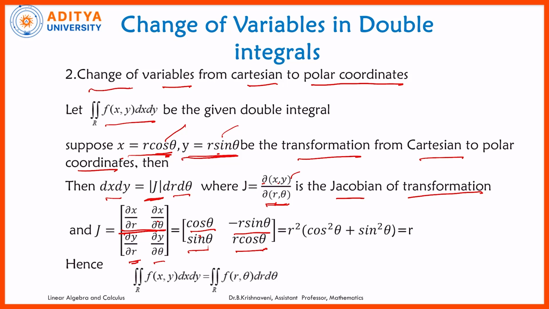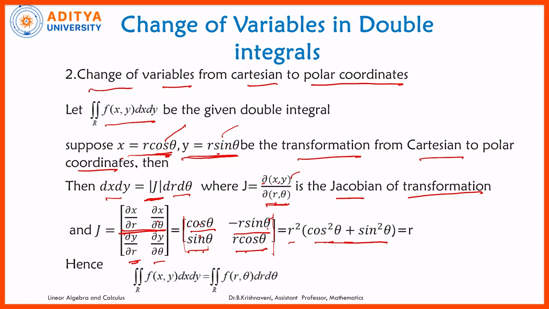Finding the determinant of this matrix, it is equal to cos theta into r cos theta, that is r cos square theta, minus r sin theta into sin theta, that is minus r square sin theta. Actually r sin square theta. So minus into minus is plus. If you take r common, we get cos square theta plus sin square theta, and that is equal to r.